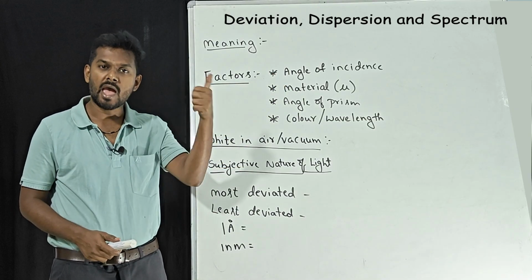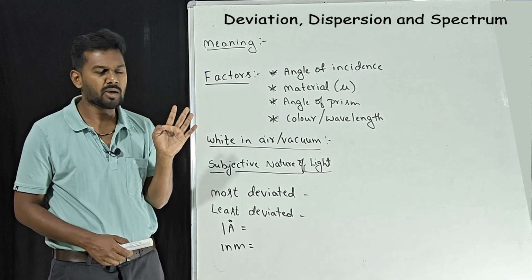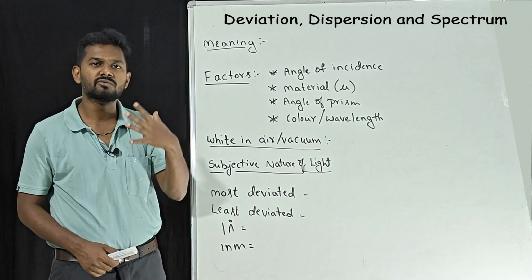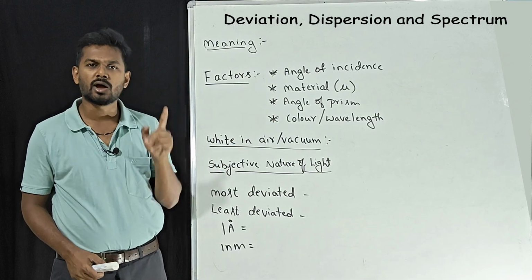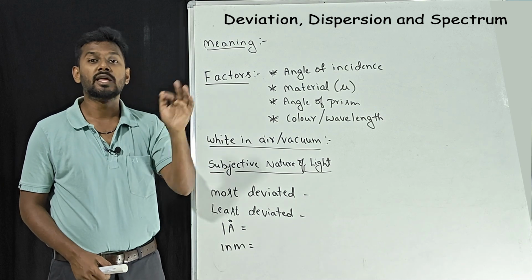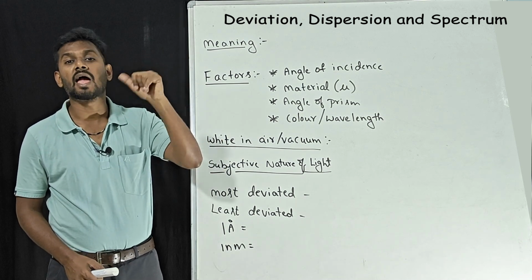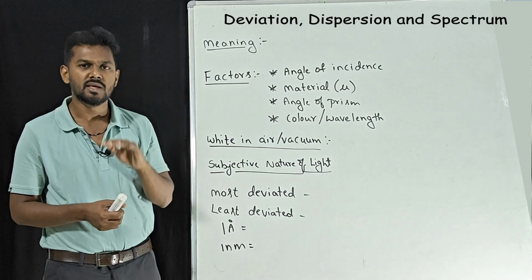In the exam they may ask you any one or two, so they will not cross more than two, because most of the questions in physics will be of 1 mark or 2 mark. So any one factor or two factors they will ask you. They can ask you what are the factors, or they may ask you how it is affecting angle of deviation. You have to know both the things. You have to be on the safer side.